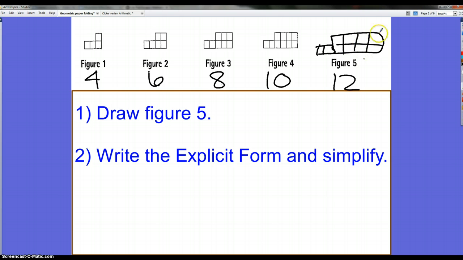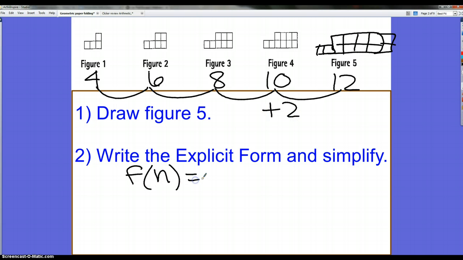I don't think that's 12. I need 2 more, but you get the idea. So write the explicit form and simplify. Because this is actually adding 2, then the explicit form is going to be the arithmetic function.